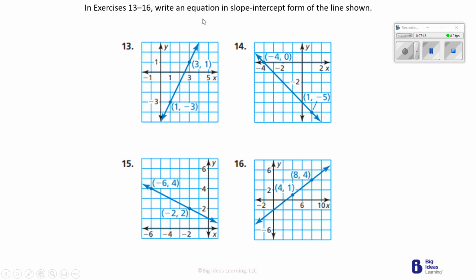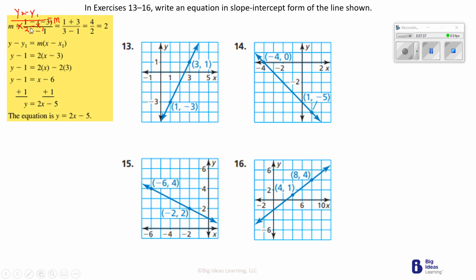Number 13 says write the equation in slope-intercept form. I would take these into my slope formula. Let's not forget that my slope formula is going to be y2 minus y1 over x2 minus x1, right? And that'll give us our slope, m. When we do this, and you can see that they put it there, I'm going to go ahead and erase what I've got so you can see it clear.